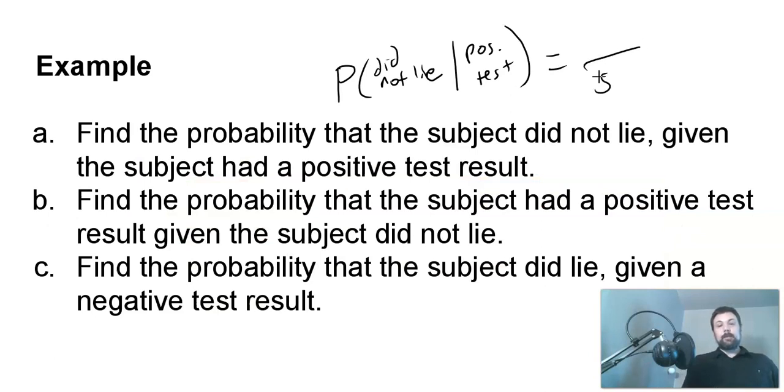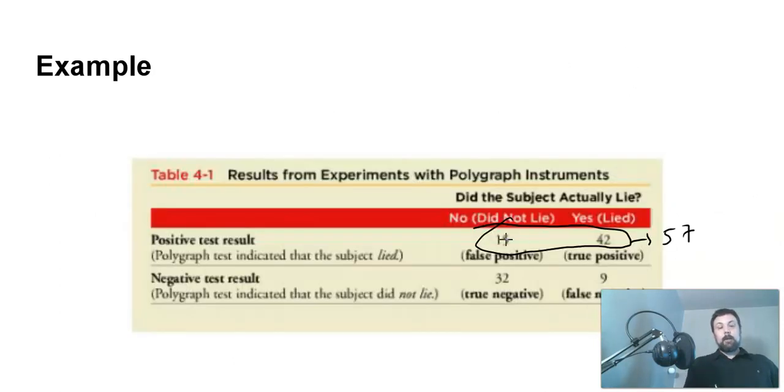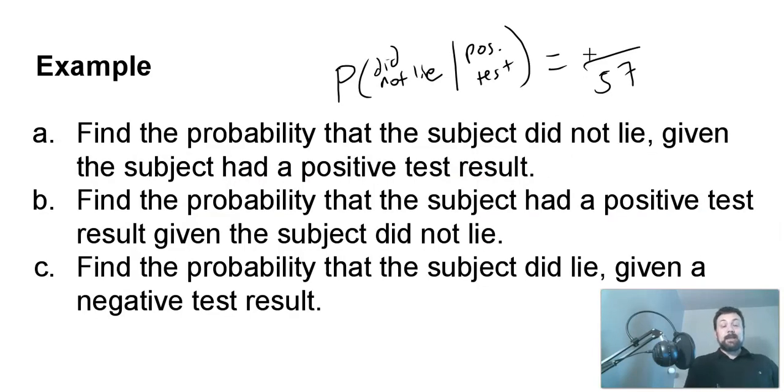That's your denominator. Of those 57 people, how many did not lie? How many people did not lie? Only 15 of those 57 people did not lie. So the probability of choosing somebody that did not lie out of just the people that had a positive test result is 15 out of 57. Right, and so that would be the probability for part A.